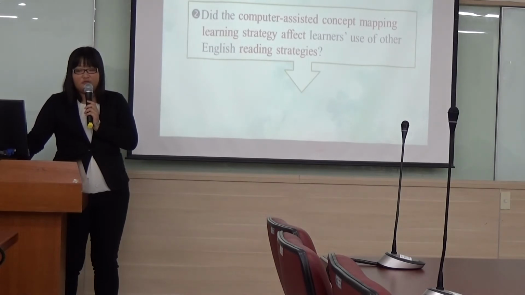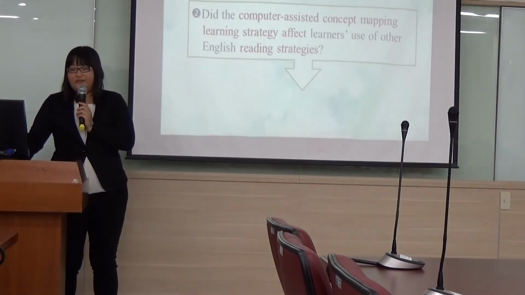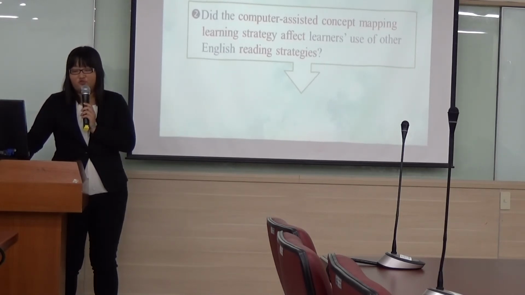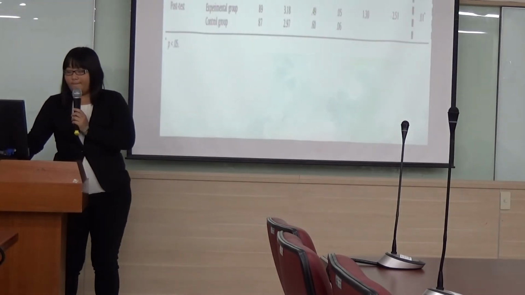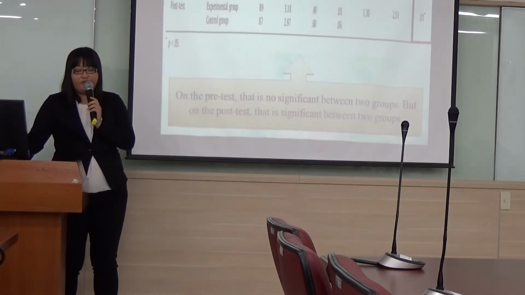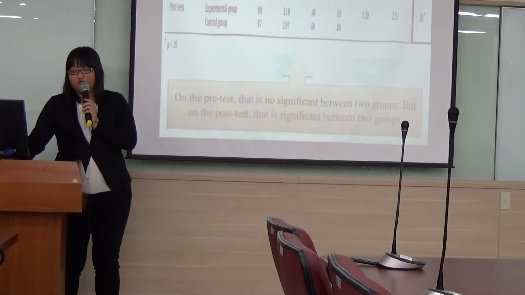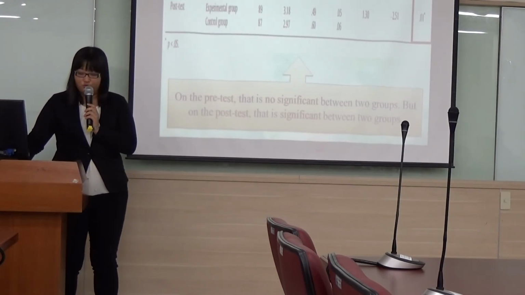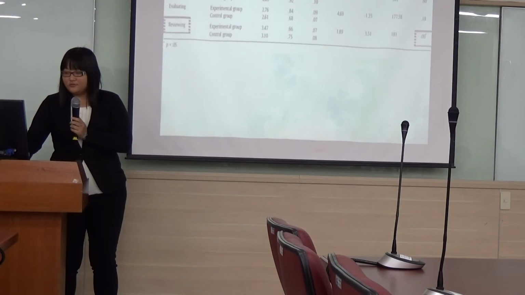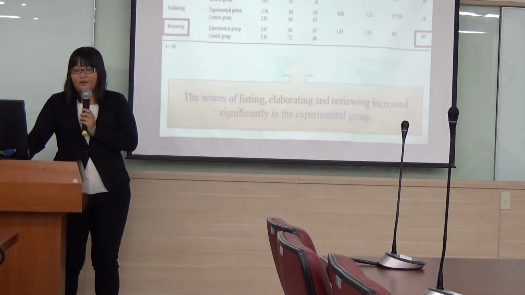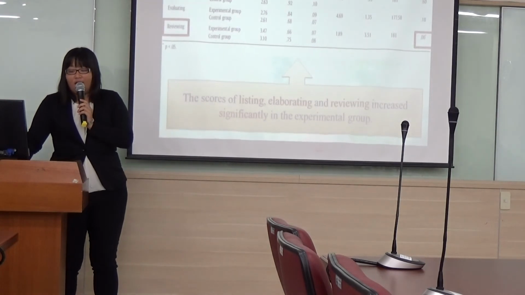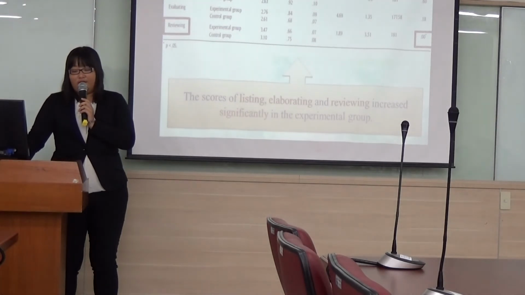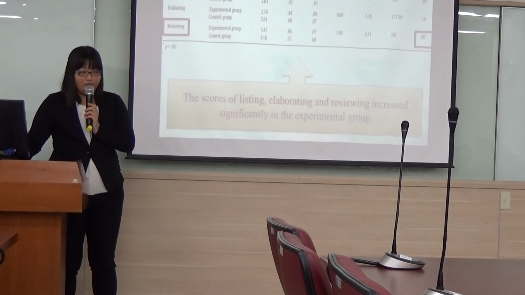Research question 2. Did the computer-assisted concept mapping learning strategy affect learners' use of other English reading strategies? On the pretest, there is no significance between the 2 groups, but on the post-test, there is significance between the 2 groups. The scores of listing, elaborating, and reviewing increased significantly in the experimental group.